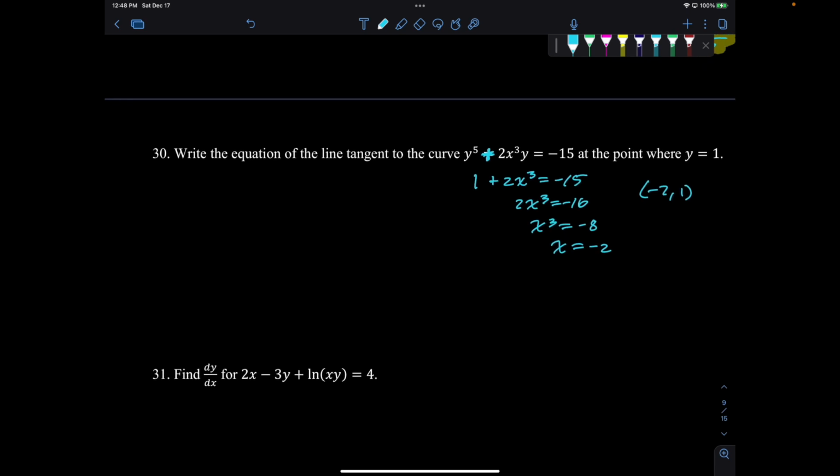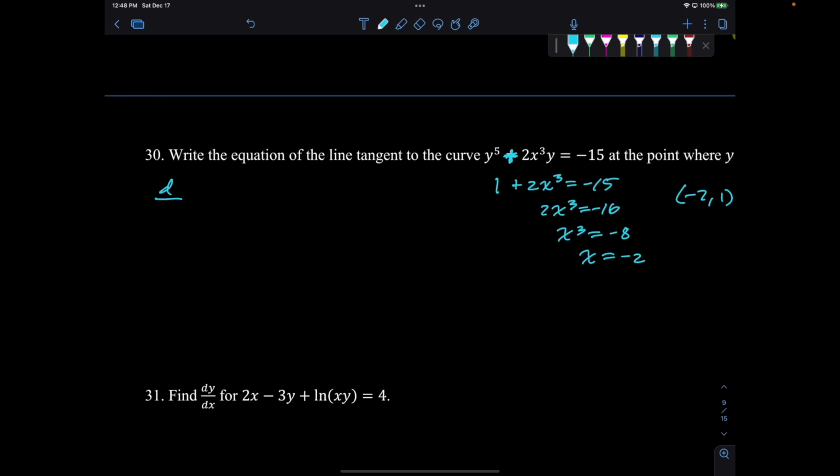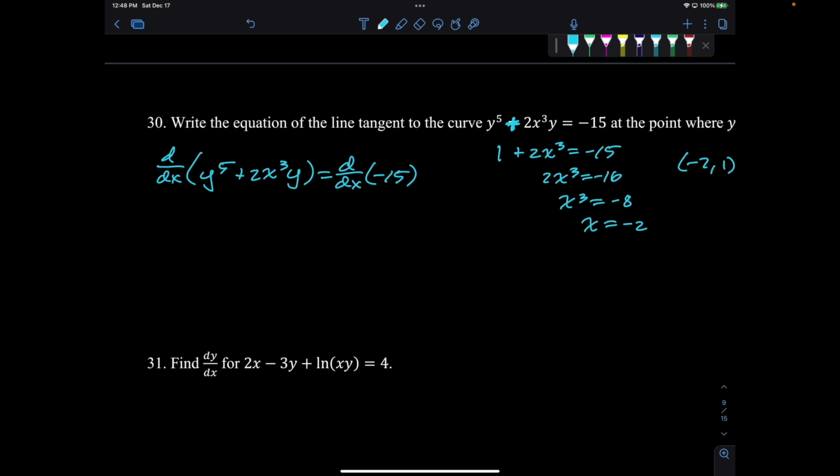Now we've got to find a derivative. So we are doing d/dx of y to the 5th plus 2x cubed y is d/dx of negative 15. All right, so 5y to the 4th dy/dx plus, we're doing the thing where we treat this as the first function and then y as the second. So it's going to be first times the derivative of y, which is dy/dx. Second is y. Derivative of the first is 6x squared. And then that should equal 0.